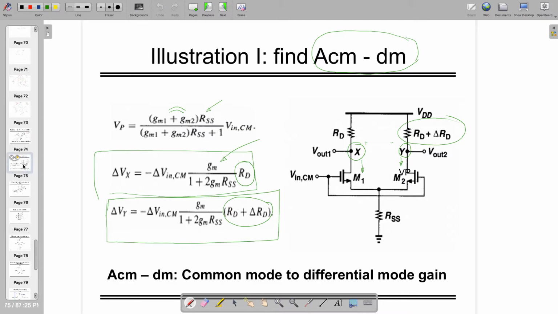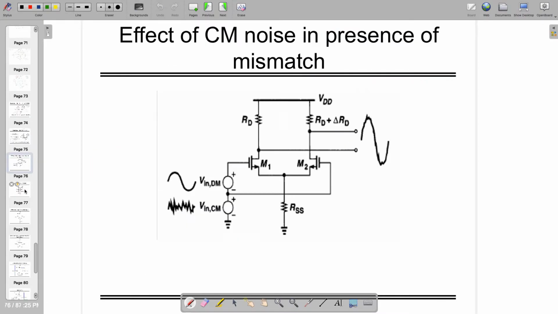Okay, if you understand this, you can work upon it and find out more things which are already given in the book, which will give you more insight, and some examples are also given. So, the effect of common mode noise in the presence of mismatch.